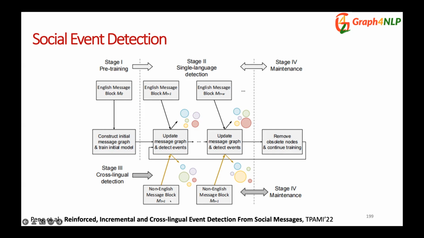In stage 3, if you have non-English message blocks, they use an existing model to map the representation of the messages into the English message semantic space and reuse the model trained on the English corpus. In the maintenance stage, which is stage 4, it will remove the obsolete nodes and perform continuous learning. The main focus in this stage is how we can maintain a suitable size of the message graph so that we can have high efficiency in detecting events online and incrementally.